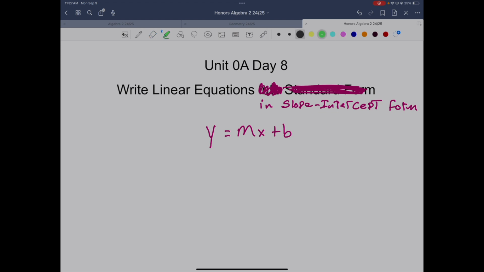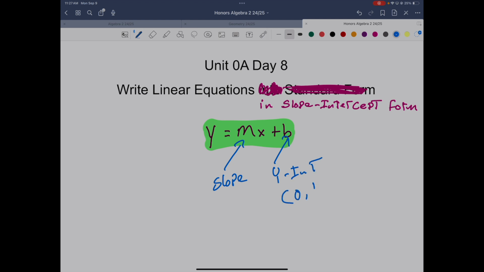So just a reminder of a couple things. This is slope-intercept form. Y equals mx plus b. So that's the form we're looking for at the end of the day, so that we want to be able to put it in and identify both the slope and the y-intercept. Remember we talked about that the y-intercept is the point (0, b).